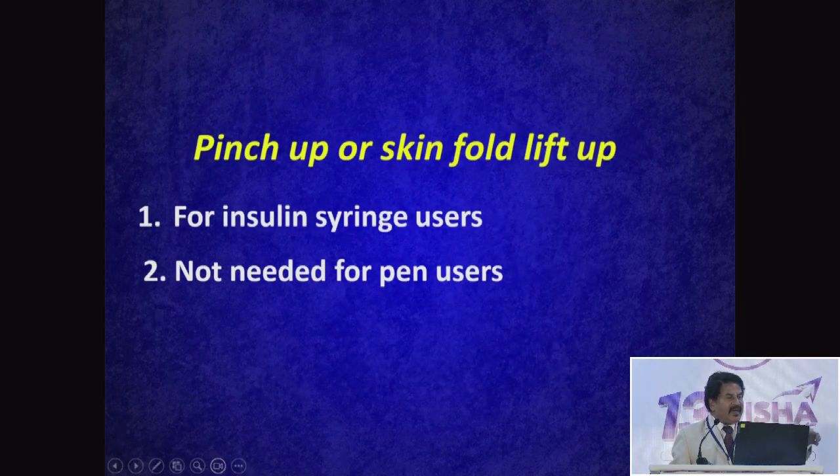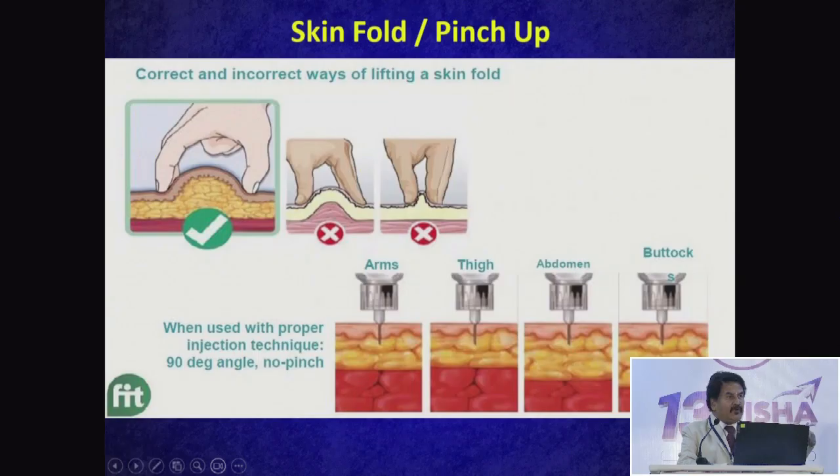Now, pinching up or skin fold lifting. This is not for pen users, because the 4 mm needle is short, whereas the syringe needle is 6 mm. To avoid intramuscular injection, we advise the patient to lift a skin fold. The correct method is to not use the whole hand. You can use the thumb and the forefinger. It should not be squeezed so tightly as to cause pain.